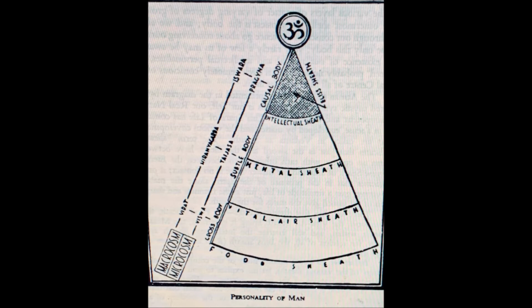Mental sheath. We all know mind can go places that body cannot. You don't need to be a rocket scientist to know that. If I start thinking about India right now, my mind will reach there. It's more pervasive. It can even go to the moon. So mind is more pervasive.